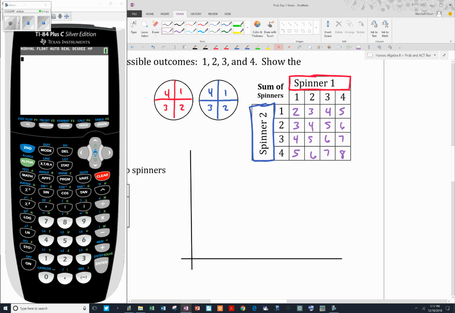There we go. All right, so now look at the different sums that we have. The biggest sum that we could have is 8. The smallest sum that we could have is 2 when we spin those two spinners. And I know we could probably get that from just looking at what's going on here. But those sums only occur once each. The other ones occur multiple times. And you kind of see the pattern in the table. 3 occurs twice, 4 occurs 3 times.